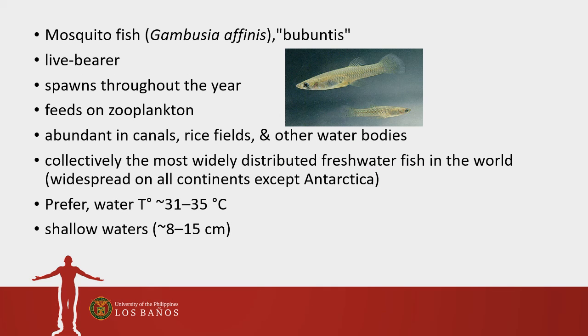Gambusia affinis, or the mosquito fish, feeds on mosquito larvae, and thus the name. I guess you are also familiar with this. It's a live bearer. It spawns throughout the year, and it feeds on zooplankton. This is abundant in canals, rice fields, and other water bodies. Collectively, the most widely distributed freshwater fish in the world. It prefers waters with temperatures of 31 to 35 degrees centigrade, and it prefers shallow waters, approximately 8 to 15 centimeters.